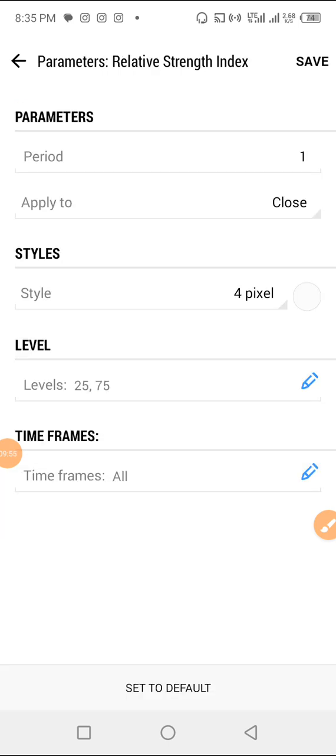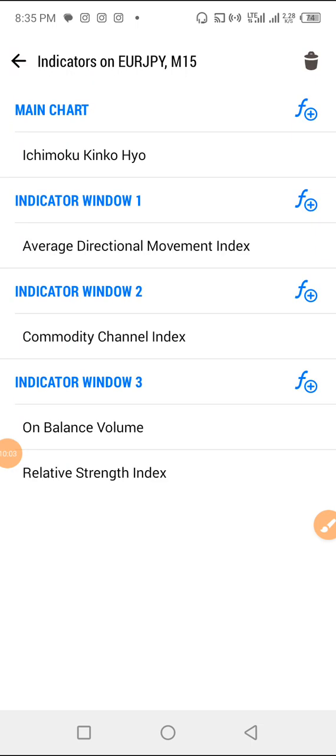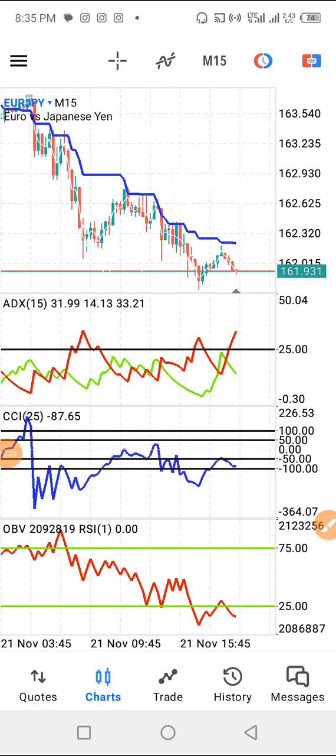So your RSI is period one. We only need the level 25 and 75. Then make sure the style is on your background color. So your window 3 will consist of your on-balance volume indicator and your relative strength index. They are the ones that are going to be in the same window, just because of the level we are going to be using on the RSI. So the CCI, ADX, and the Ichimoku will be in a separate window. So once you are done, this is how everything is going to look like.